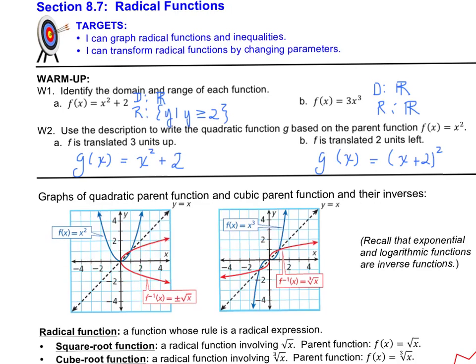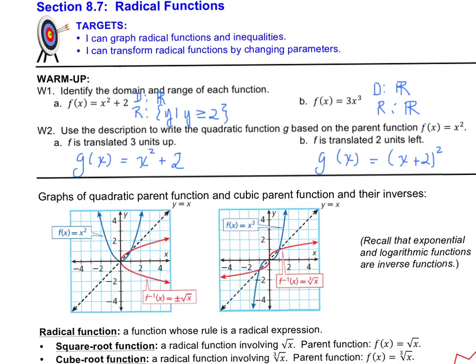Okay, looking at the first warm-up, f of x equals x squared plus 2, we can see that the domain is the set of all real numbers. Any value can go in for x. The range is going to be all y such that y is greater than or equal to 2, since we have the x squared and then the plus 2. Looking at b, f of x equals 3 times x cubed, the domain will be the set of all real numbers and the range will be the set of all real numbers.